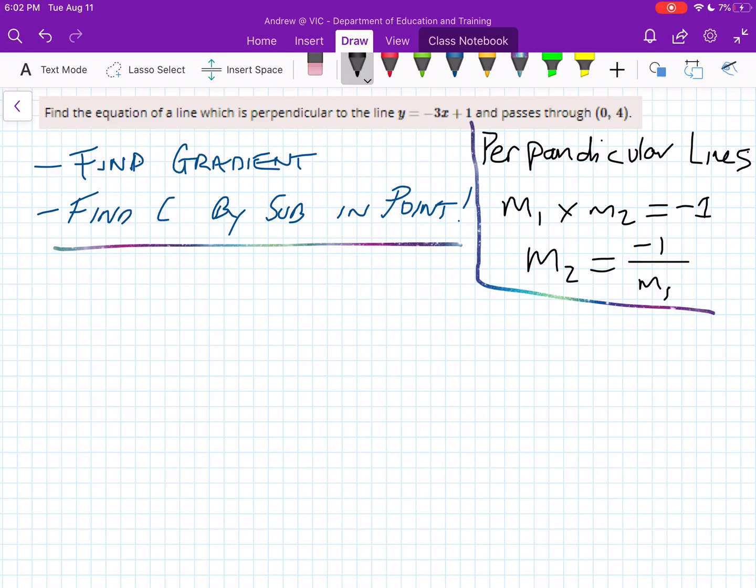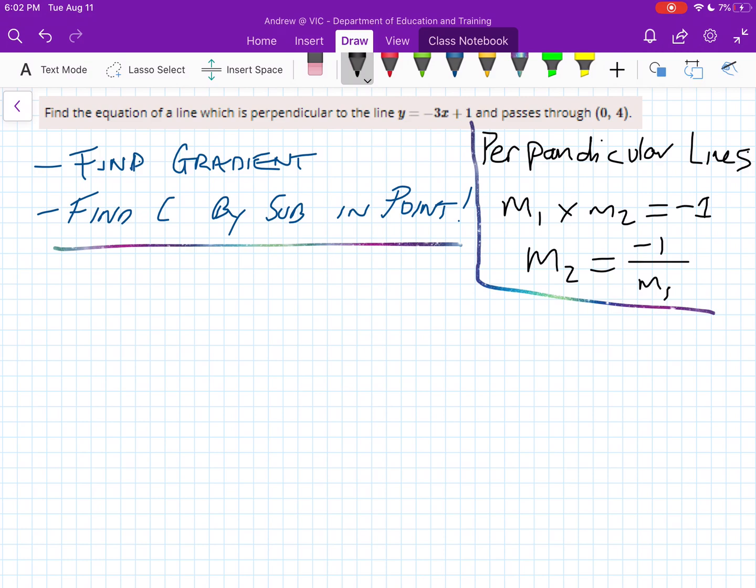G'day! In this one we're looking at perpendicular lines, and finding a perpendicular line when you're given an equation and a point that line passes through. We'll get into this just after I go through a few things.